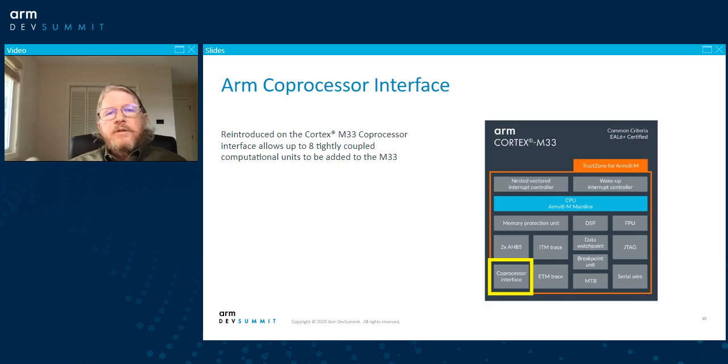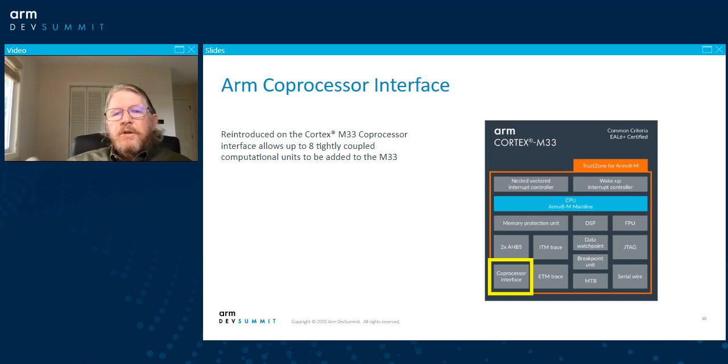The ARM coprocessor interface is something that ARM has recently reintroduced to its processor line. The Cortex M33 is the first to receive this new interface. It allows you to add up to 8 tightly coupled computational units to the design, which are accessible over a non-arbitrated bus interface that executes in a single clock. So we can pass data to and from the core of the CPU into the coprocessors very quickly and efficiently.